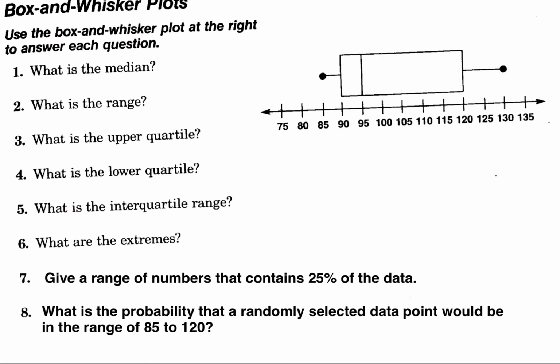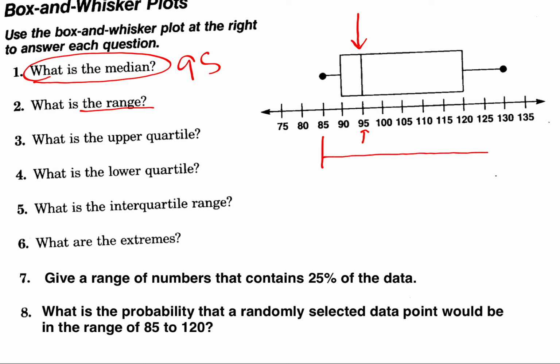Okay, first, just the basics of being able to read it. If you were asked for the median of a box plot, that is the location of the middle of the box, which in this case is 95. If you're asked for the range, this would be the overall range. This is the distance between the top and bottom values, which in this case would be 130 minus 85, which would be 45. So the range of this data in this box plot is 45.